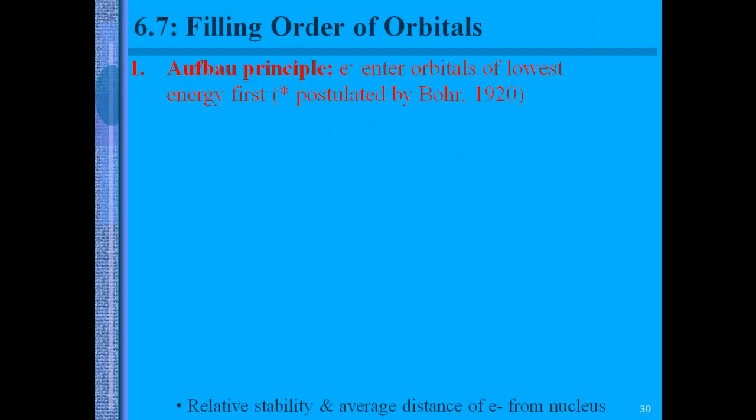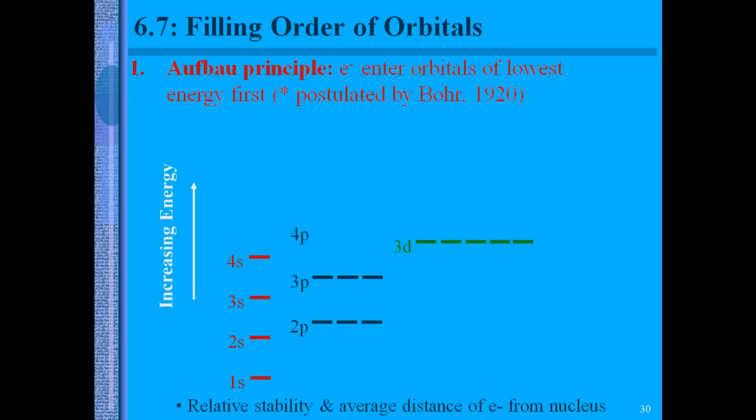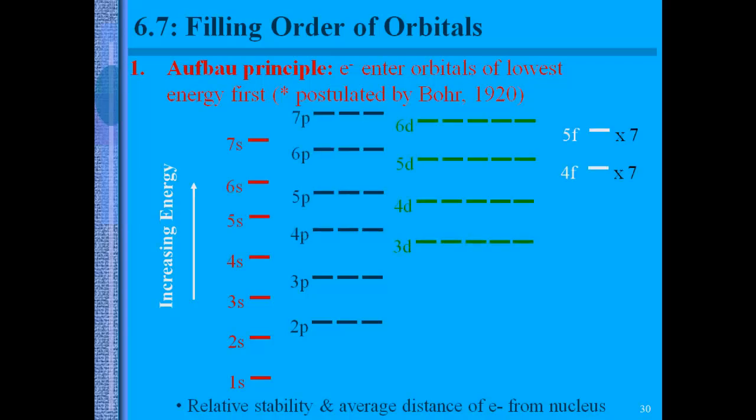How do we fill the order of orbitals? Well, the first example is the Aufbau principle. In this principle, it states that electrons enter orbitals of lowest energy first, and this was first postulated by Bohr in 1920. So the energy levels will be listed in increasing energy level with 1s at the bottom, then 2s, then 2p, then 3s, and 3p, 4s, then 3d, 4p, 5s, and so on.